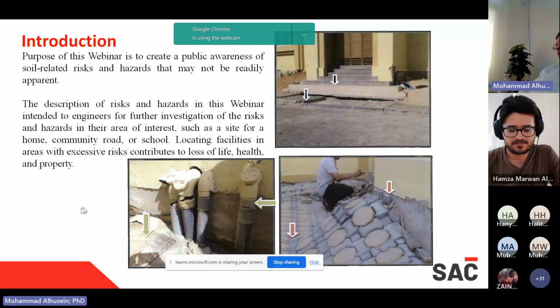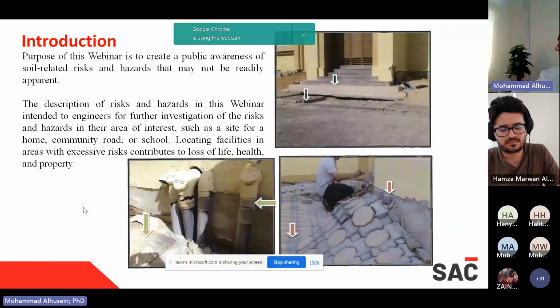So the description of risks and hazards in this webinar is intended for engineers for further investigation of the risks and hazards in their area of interest, such as a site for a home, community, road, or schools. Locating facilities in areas with extensive risks contributes to loss of life, health, and properties.